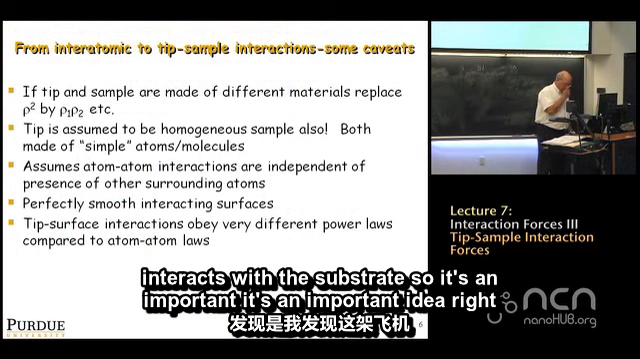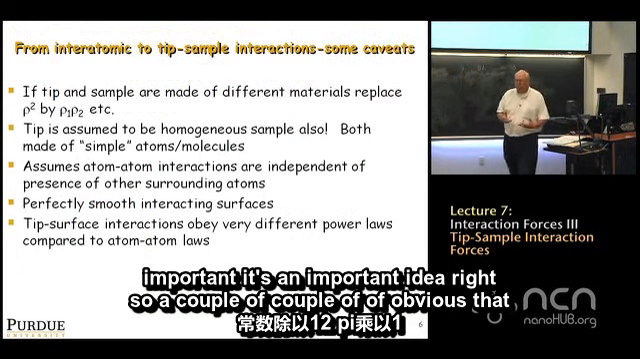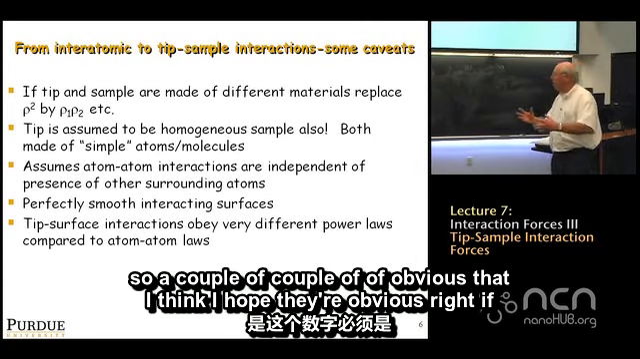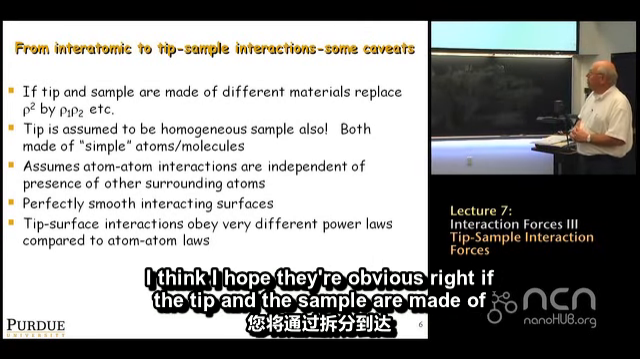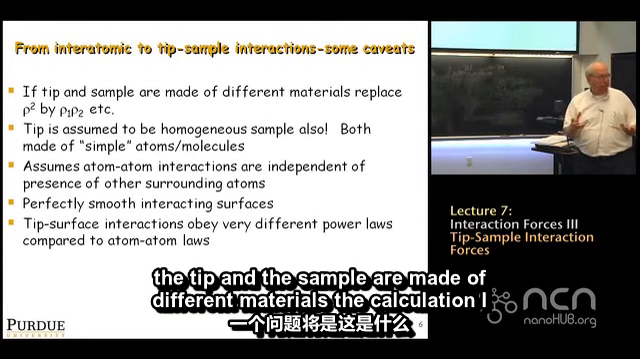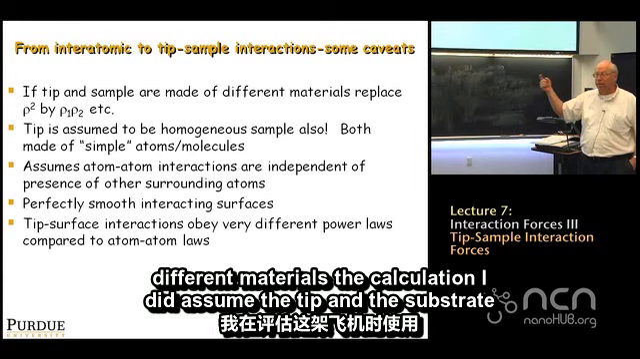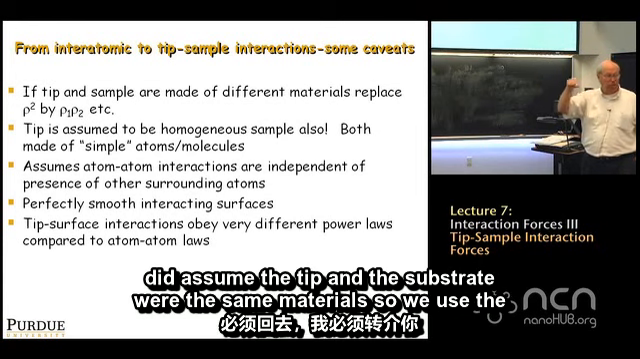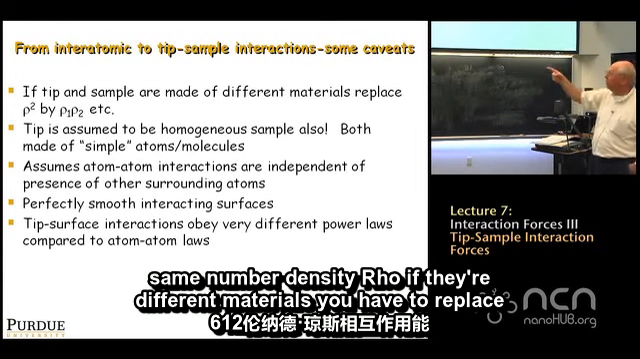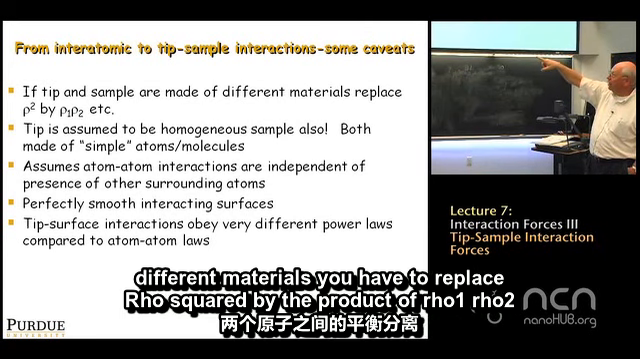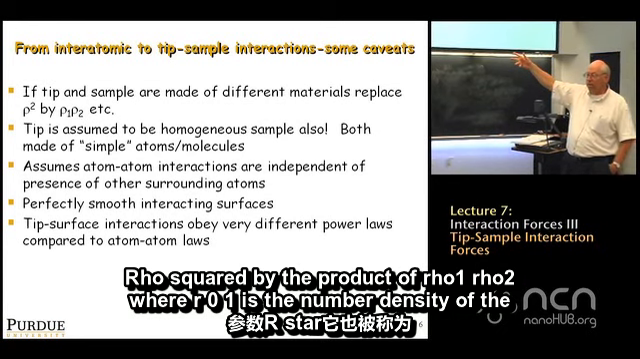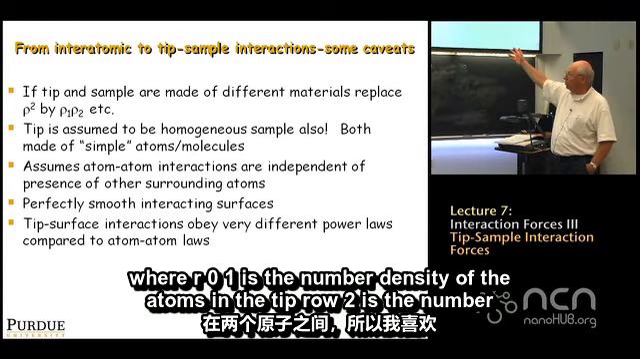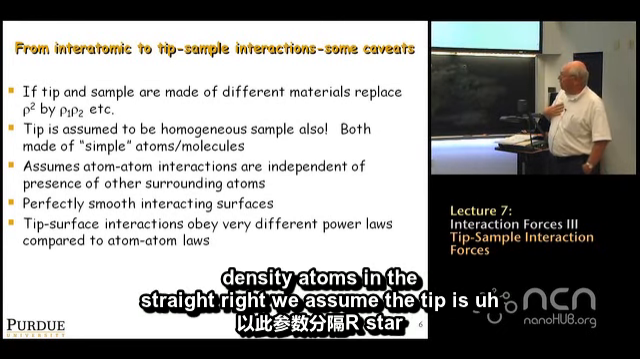So, a couple of obvious things. I hope they're obvious, right? If the tip and the sample are made of different materials, the calculation I did assumed the tip and the substrate were the same materials, so we used the same number density rho. If they're different materials, you have to replace rho squared by the product of rho 1, rho 2, where rho 1 is the number density of the atoms in the tip, rho 2 is the number density of atoms in the substrate, right?